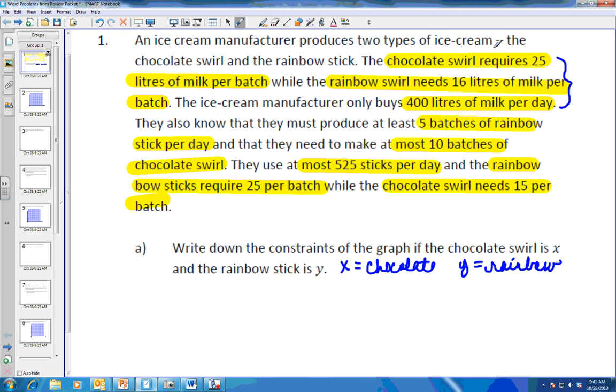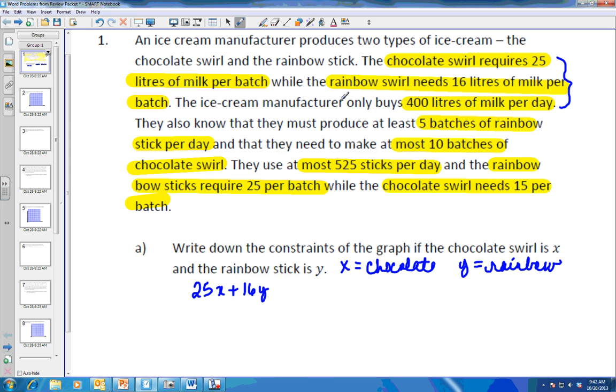So first of all, we know, for the chocolate swirl, it's going to need 25 liters per batch, but we don't know how many batches we're going to produce. So the first thing that I would write down is 25 times the amount of chocolate swirls that we do. So I'm going to say 25 times X because X equals the chocolate swirl. Plus, I know rainbow swirl is going to need 16 liters per batch, but again, we don't know how many batches of the rainbow swirl we're going to make. So that's going to be 16 times Y, which is the amount of rainbow swirls.